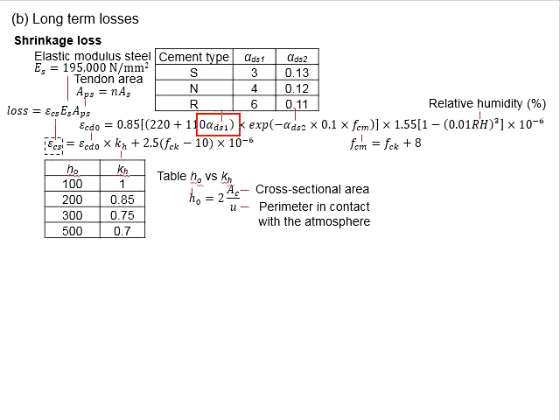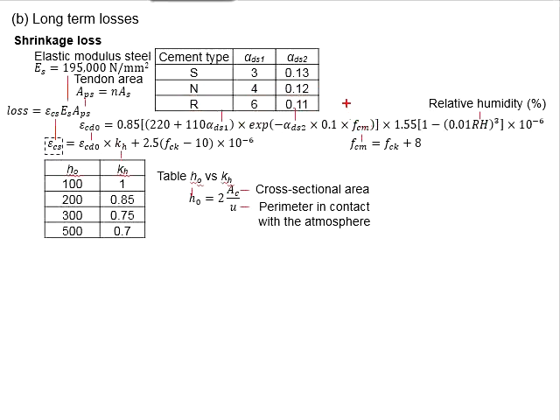There are two factors here, which are alpha ds1 and alpha ds2, which can be referred from this table, dependent on the type of the cement used. For cement type S, alpha ds1 and alpha ds2 will be 3 and 0.13 respectively. If cement type N is being used, the factors will be 4 and 0.12. If cement type R is being used, the factors will be 6 and 0.11.